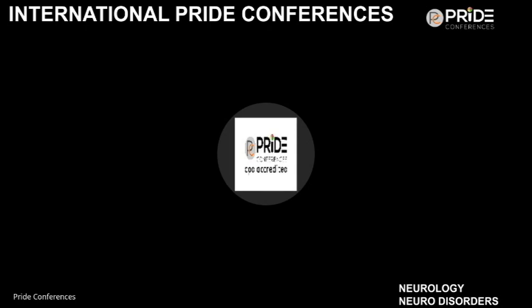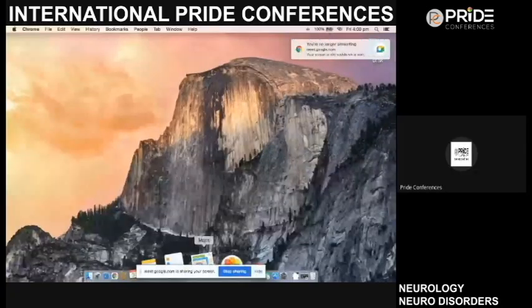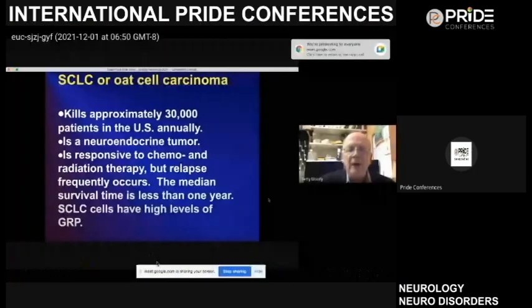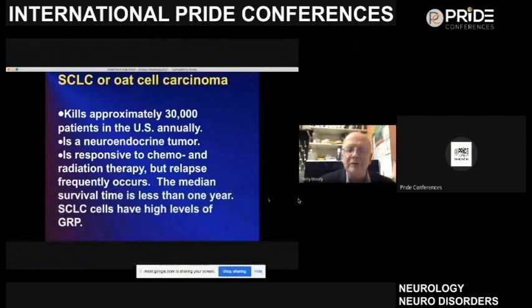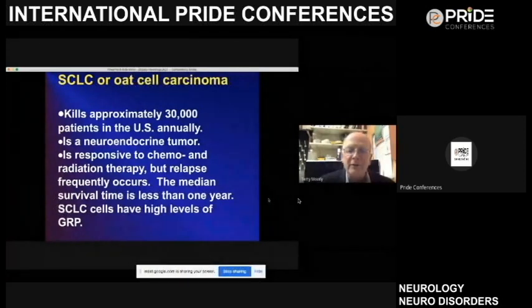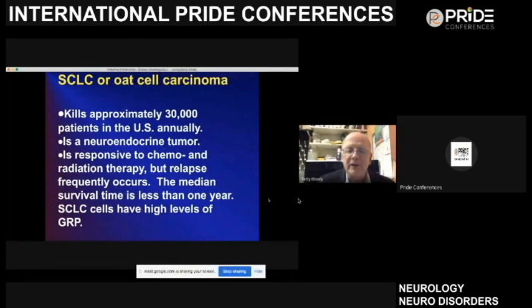This kills approximately 30,000 patients annually in the US. And small cell lung cancer is a neuroendocrine tumor that's responsive to chemoradiation therapy, but relapse frequently occurs. Median survival is 1 year.